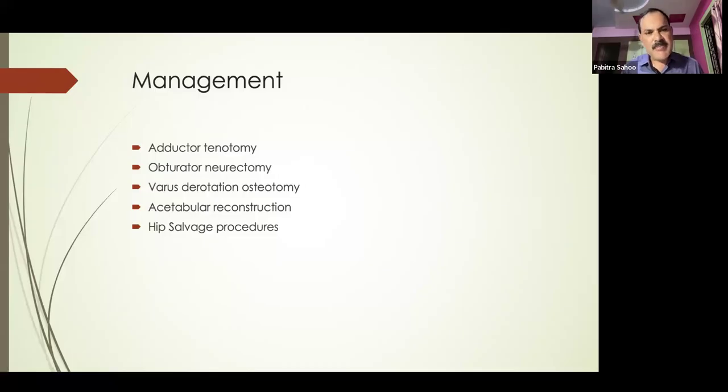But in case of a GMFCS level 5, the non-ambulatory child, to prevent further contracture of the adduction contracture, we can go for obturator neurectomy, especially anterior division. In case of an ambulatory child presenting with more than 40 degrees of subluxation, or more than 40% migration percentage, we have to go for varus derotation osteotomy, and very severe cases may require acetabular reconstruction.